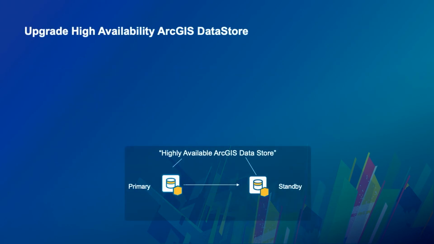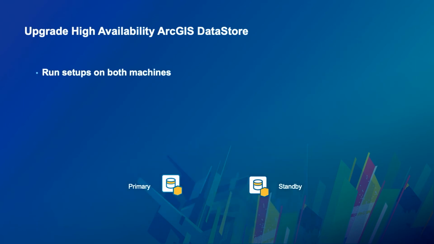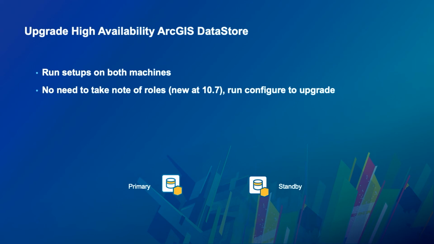For upgrade, very similar to Portal, you need to lay down the software bits first on both machines. And then for 10.6.1 and before, you run upgrade. You have to run upgrade on the primary machine. But from 10.7, it doesn't matter which machine you run it on. It will bring both machines up to the version, for relational and the tile cache.